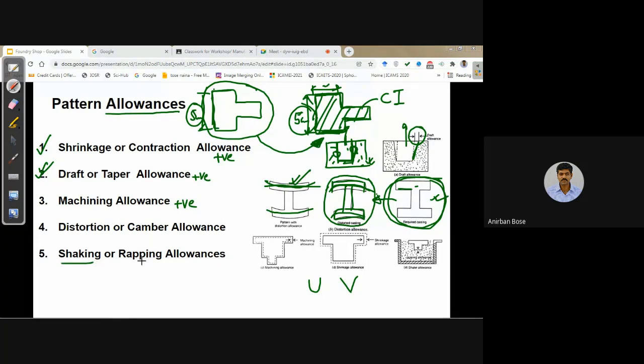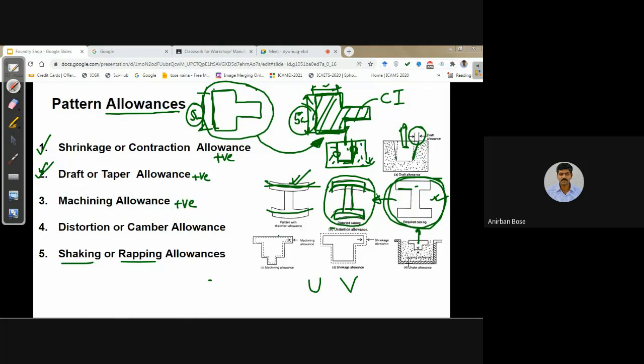And finally is the shaking or rapping allowance. Shaking or rapping allowance means, if you want to take out the pattern from the mold, it is not that you just put the draw spike and pull it out directly. It's not so easy. It is required to shake the pattern so that the closely attached sand mold materials get loose from the pattern surfaces, because some adhesion is already there within the material. There is a chance that the mold materials will stick to the pattern surfaces. So some amount of shaking is initially given on the pattern, and after that it is taken out. This is the process by which it is done.